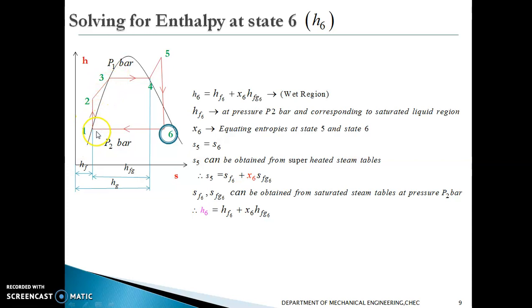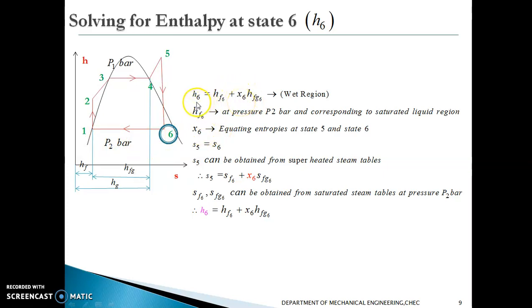As we go on reaching the saturated vapor line, the dryness value increases. That means the x value increases. Here x represents the dryness fraction. Dryness fraction is the amount of vapor present in the liquid plus vapor mixture. So h6 can be written as hf6, plus we have to add this quantity, which can be represented as hfg multiplied with the dryness fraction x6.